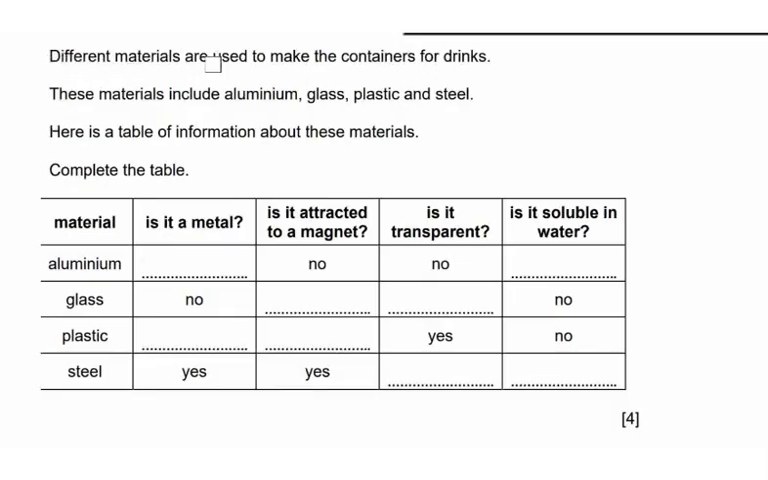Next question. Different materials are used to make the container for drinks. These materials include aluminum, glass, plastic, and steel. Here's a table of information about these materials. Complete the table. Material: aluminum, glass, plastic, and steel. Is it a metal? Is it attracted to a magnet? Is it transparent? Is it soluble in water? 20 seconds from now. You may pause the video if you're not yet finished, and after that we can see the discussion.